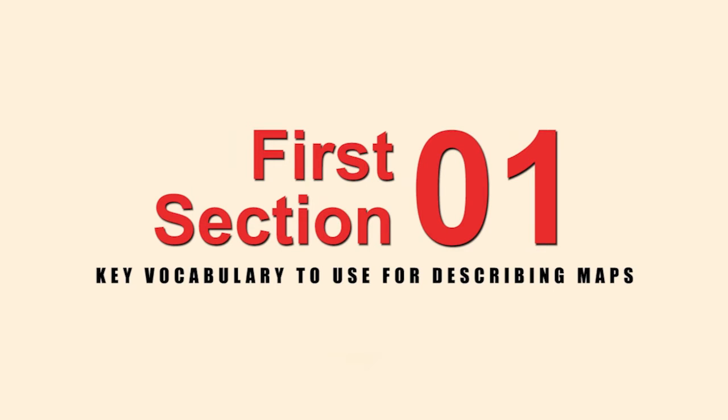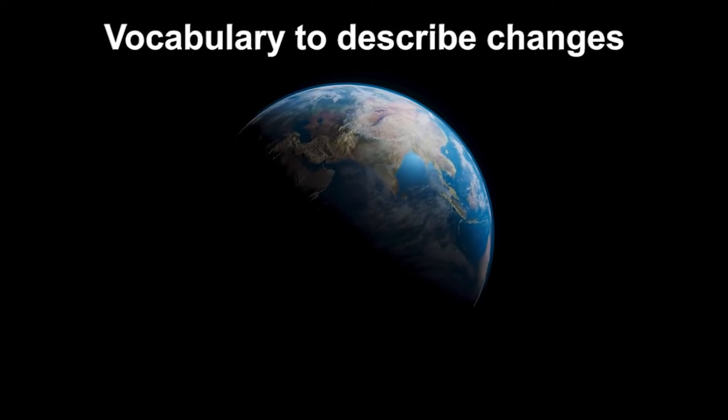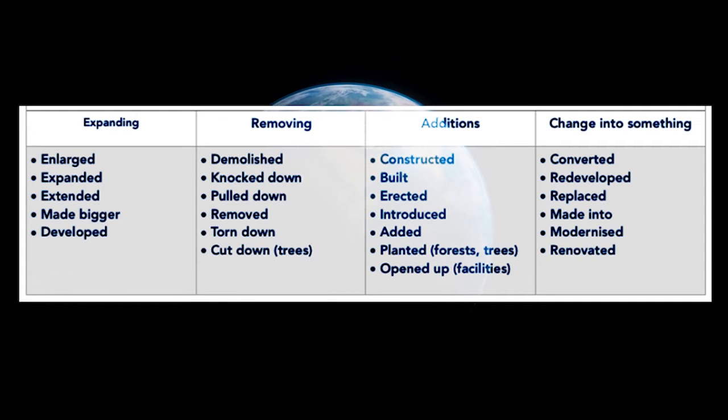First section. In this section, I will tell you about key vocabulary to use for describing maps. There are four kinds of vocabulary to describe change. First, expanding. Second, removing. Third, addition. And fourth, change into something.